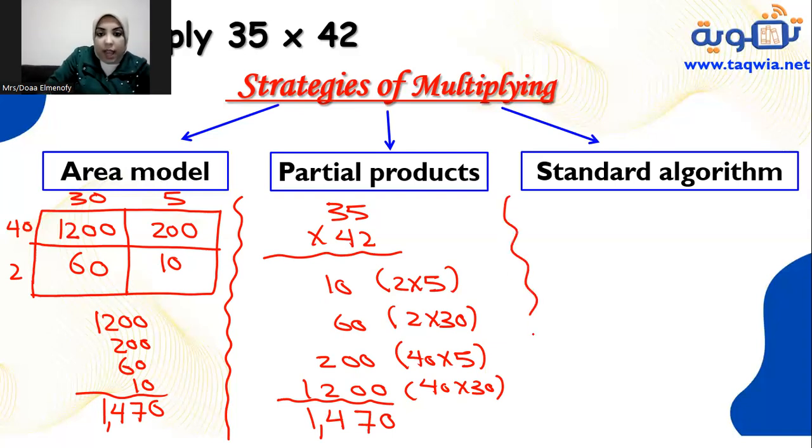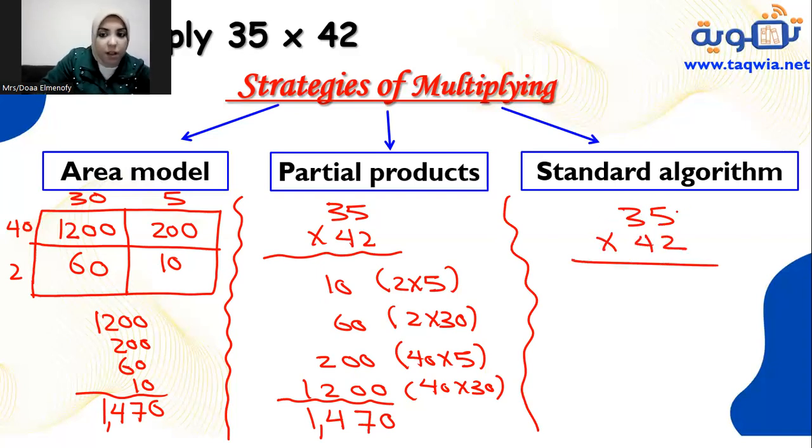So for the standard algorithm, we're gonna write the two numbers vertically like this, and then we have to multiply the whole number up by the first digit here. So here 5 by 2 equals 10, write 0, and carry up 1. 3 by 2 equals 6, and plus 1 equals 7.